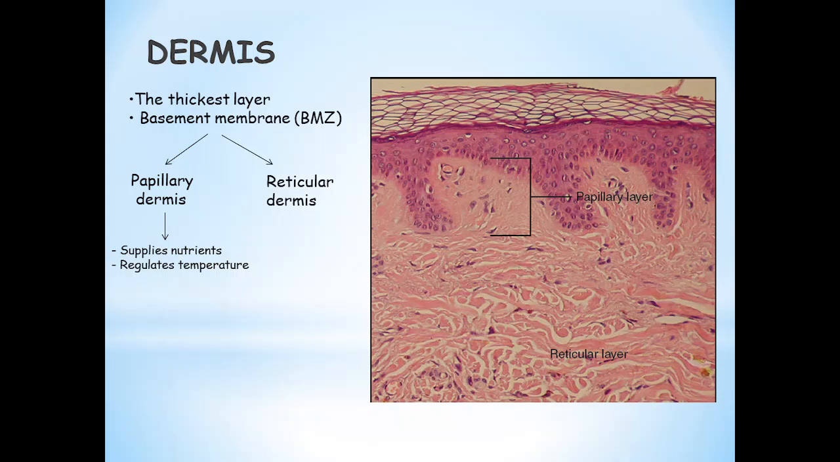The lower one, the reticular layer, is thicker and made of thick collagen fibers that are arranged parallel to the surface of the skin. The reticular layer is denser than the papillary dermis and it strengthens the skin, providing structure and elasticity. It also supports other components of the skin, such as hair follicles, sweat glands, and sebaceous glands that we will discuss in the next video.